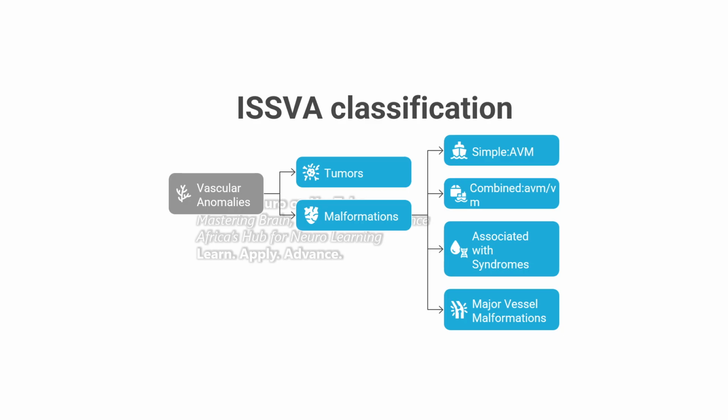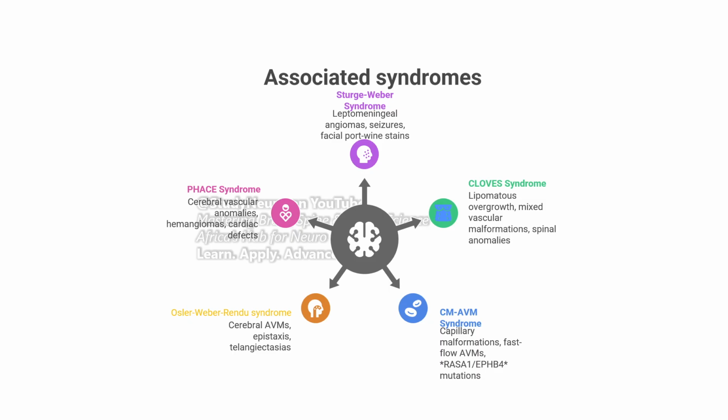This system of classification aids in diagnosis, understanding pathophysiology, and guiding treatment strategies for CNS and systemic vascular malformations. The International Society for the Study of Vascular Anomalies classification system is used globally by clinicians, researchers, and radiologists to improve the management of the patient with these malformations. These are some of the syndromes associated with CNS vascular malformations.